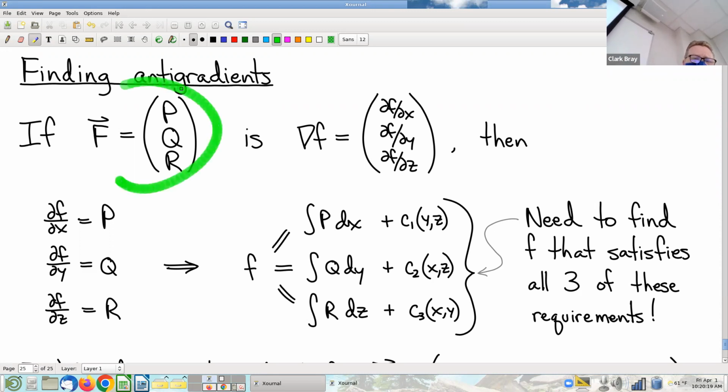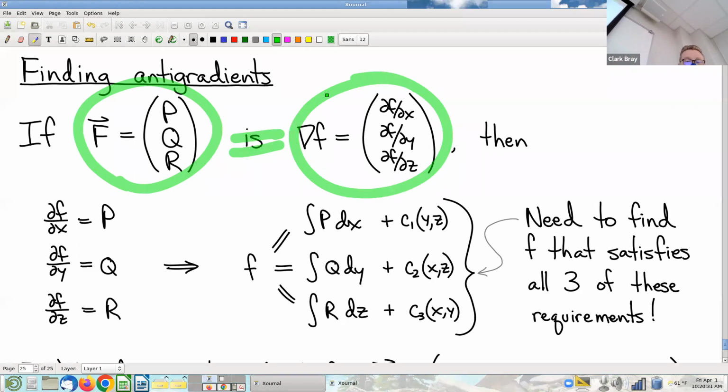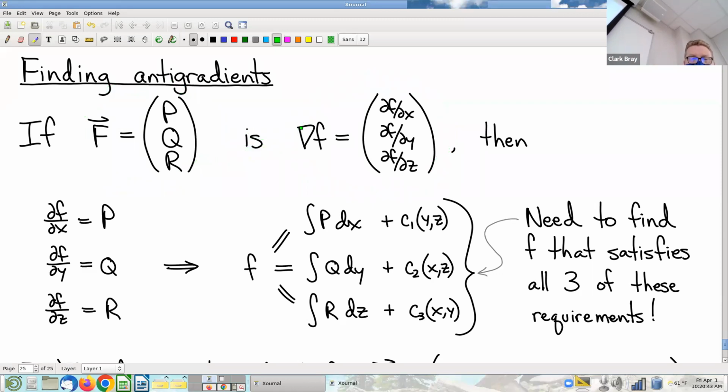Yeah, suppose you've got a vector field, and let's suppose for a moment that it actually is a gradient. Well, of course, this is what a gradient is: a gradient of some function, this mystery f that we haven't found yet. A gradient is made up of partial derivatives. So if that's the case, that means, among other things, the first component of the vector field is the x partial of this function that we're trying to find.